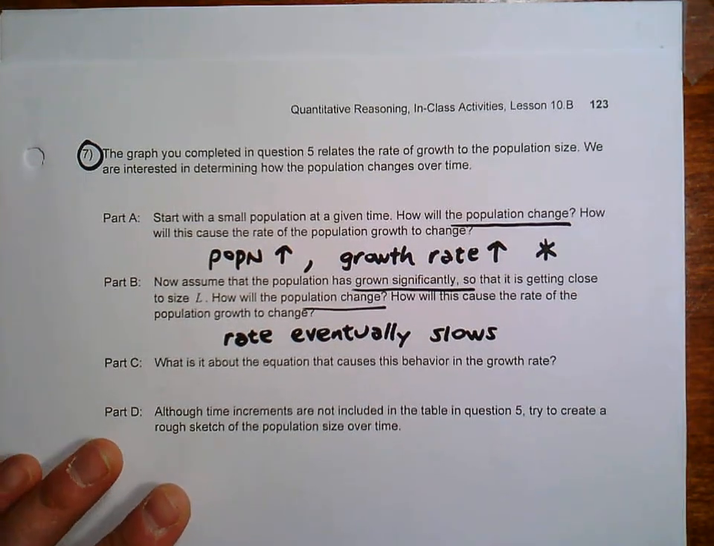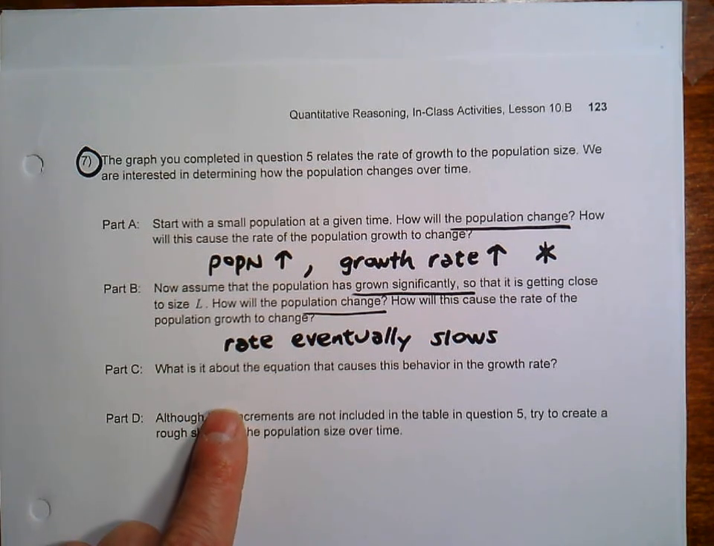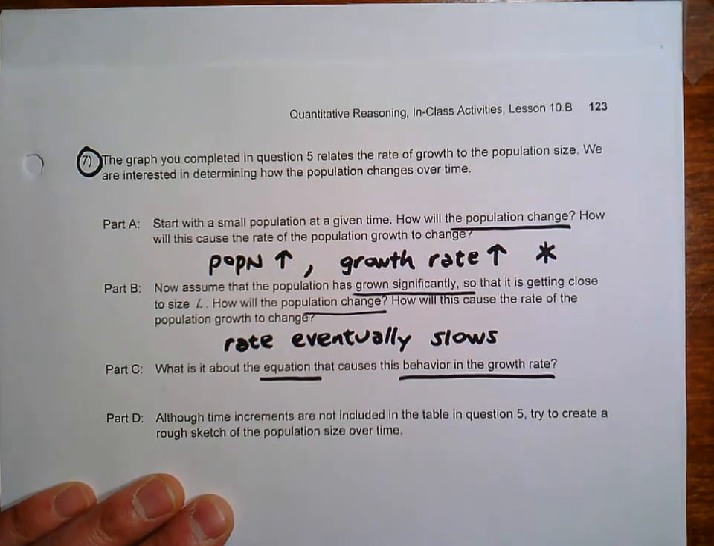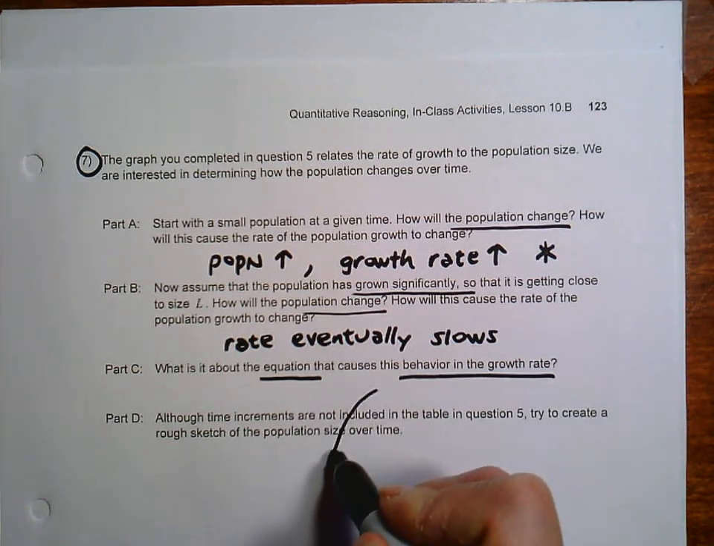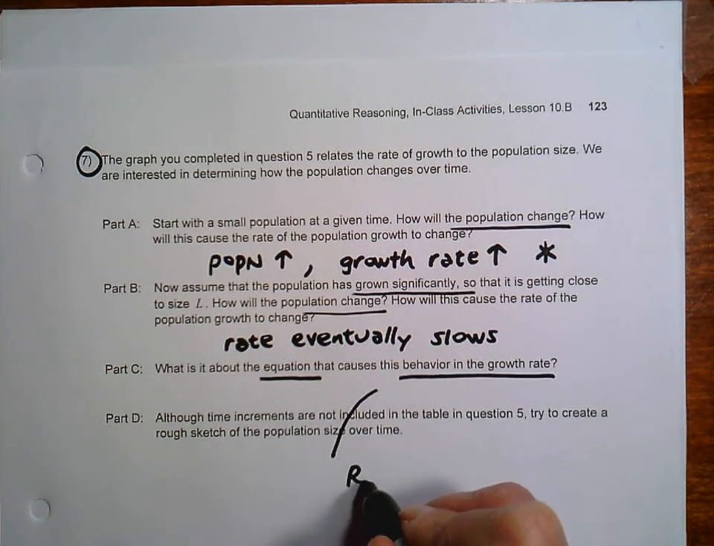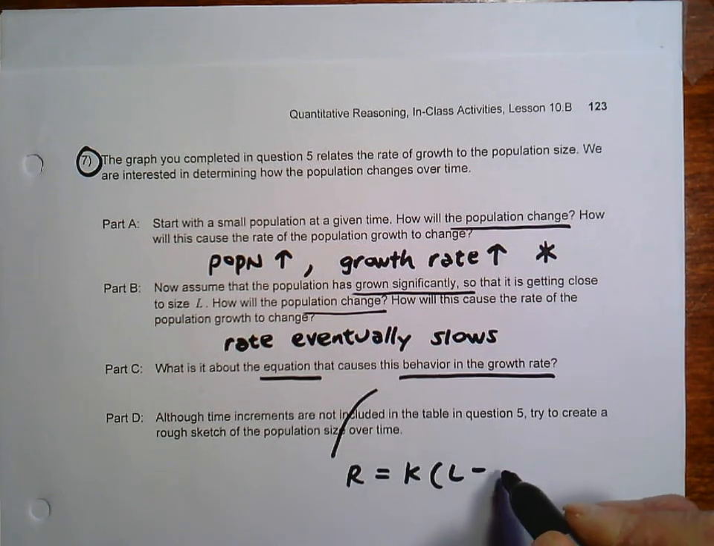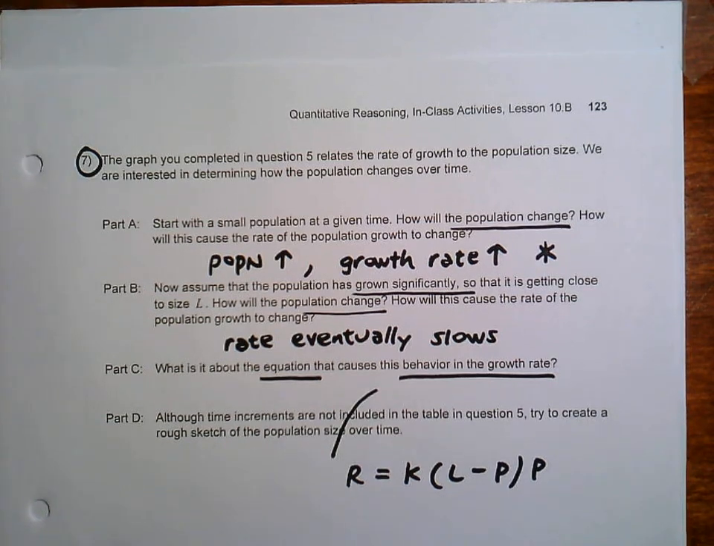So the rate eventually slows. And then they say, look back at the equation. What is it about the equation that we talked about that causes this behavior in the growth rate? So why does the growth rate slow down and drop? So what we had there was this one here, where we were told to solve for r. So this is the equation that we had there.